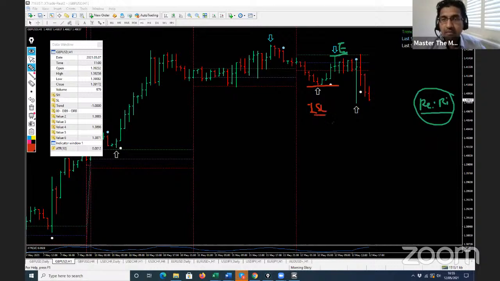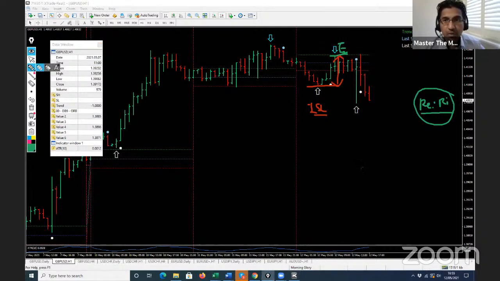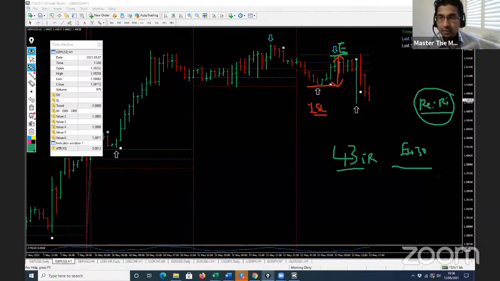Some of you might say, hey, that's quite far away, so my trade risk is quite a bit. From here to here, that's about 43 pips of trade risk. If we risked 10 pounds a pip, that's 430 pounds. To make 430 pounds, that's one-to-one reward to risk, it's got to go 43 pips of reward.